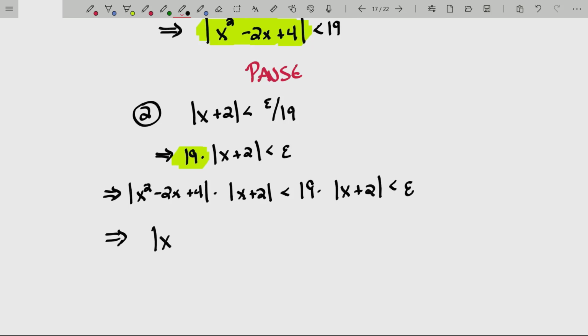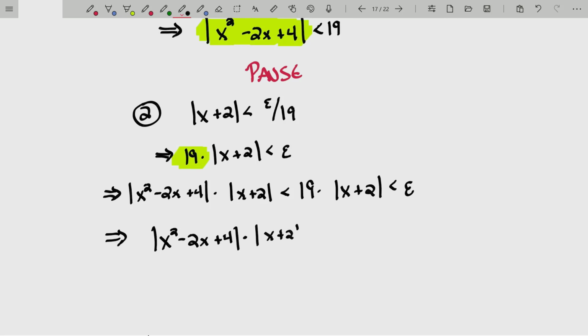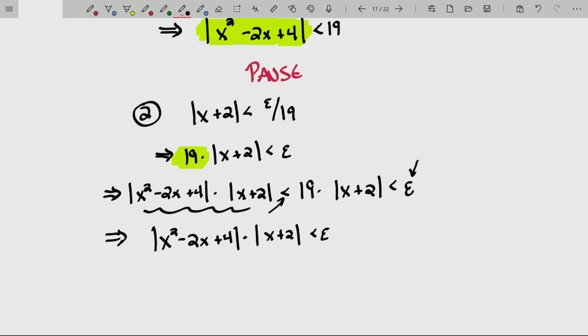So I hope you all agree that the absolute value of x squared minus 2x plus 4, since we've driven you to this point, times the absolute value of x plus 2 is therefore less than epsilon. Here's the epsilon. Here's the greater than sign. Here's the stuff I just wrote down. And they all nod their heads.